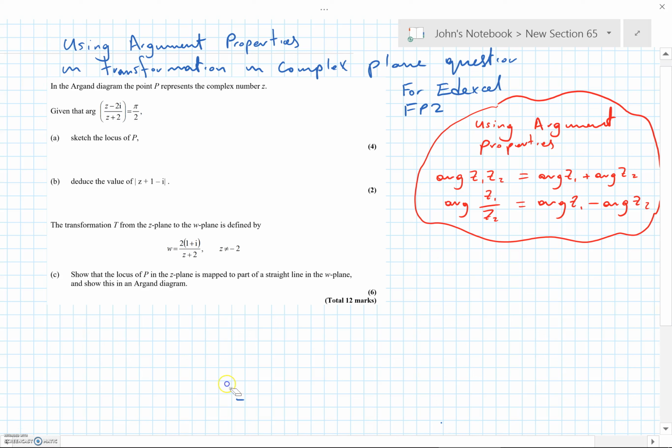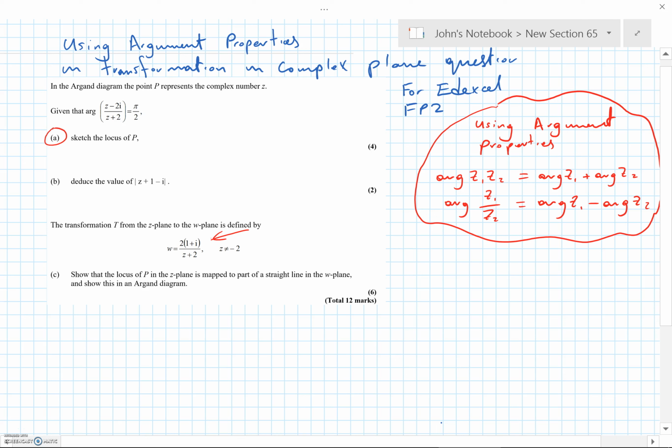Okay, so here we have an old Edexcel FP2 problem. It's from 2008. It was on FP3 in those days. I've chosen this one because we haven't seen for a while something that actually uses argument properties on past paper questions to work out the loci and the transformed loci. Okay, so let's just go through the earlier parts.